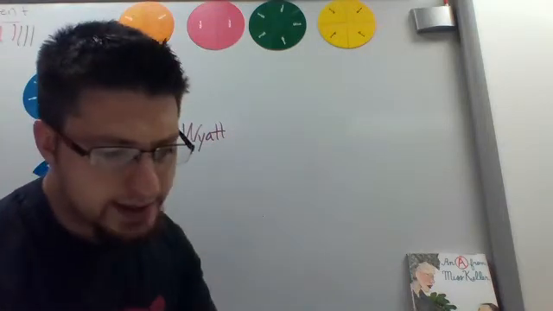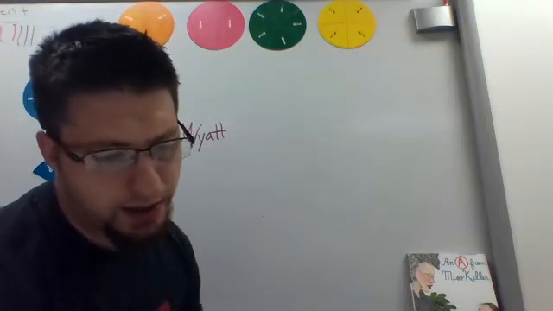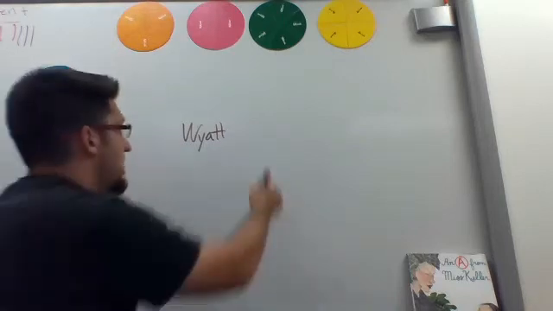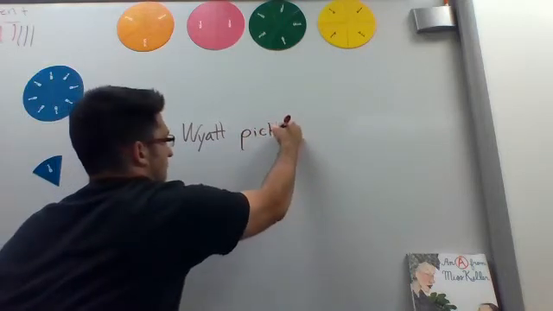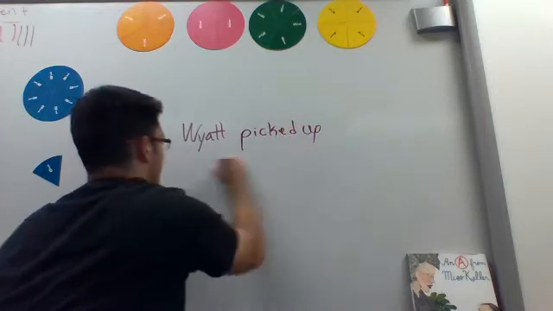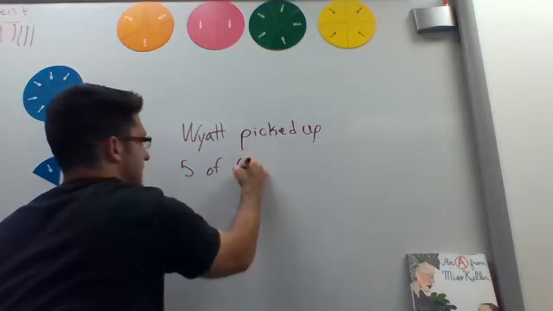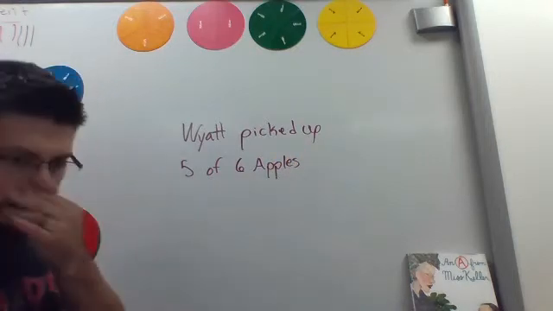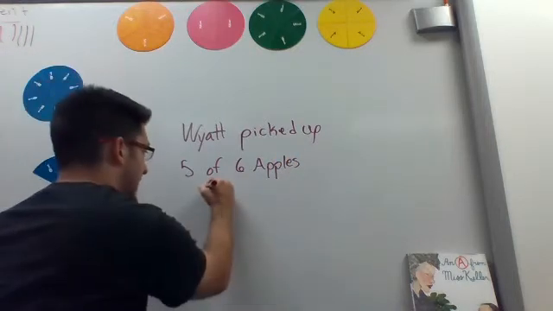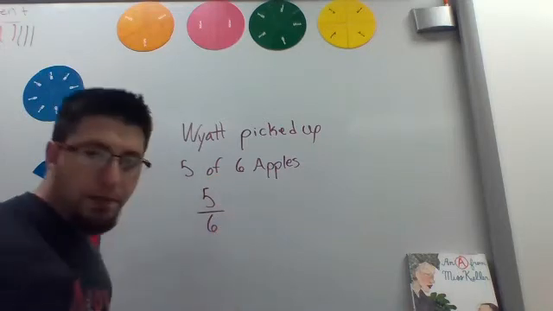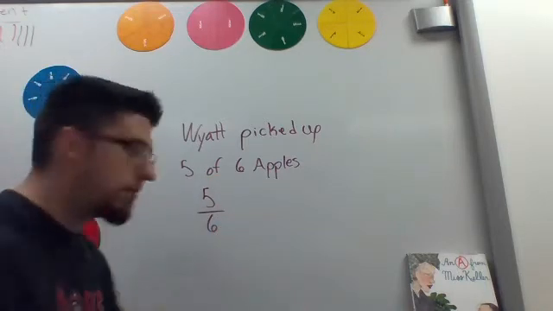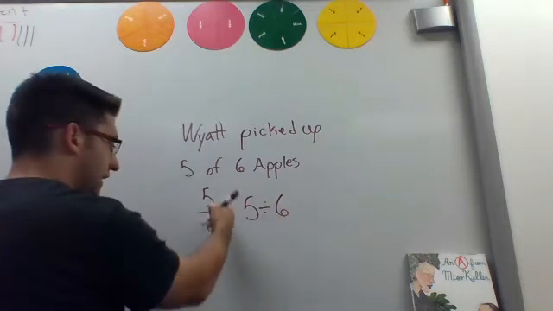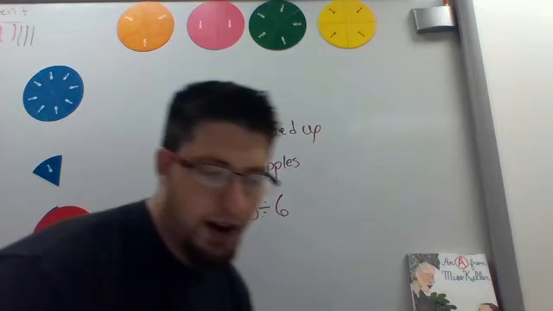Let's say that Wyatt picked up 5 of the 6 apples. Say he went to the store, he's supposed to get 6 apples. Wyatt picked up 5 of 6 apples. How do I represent that as a fraction? I represent that as 5/6. So how do I represent 5/6 as a division problem? 5 divided by 6.